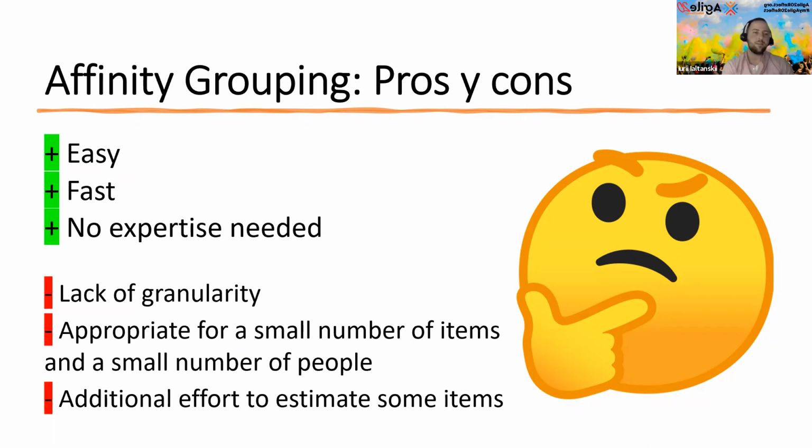Also, as a con, it's appropriate for a small number of items and a small number of people. So with a small team and a small number of items, it's fine to estimate like that. But if you have a larger team and a huge number of items, it's not that good, because it would be too time consuming. And as I said, additional effort to estimate some items would be required, in terms of refinement sessions. Any questions on this one?